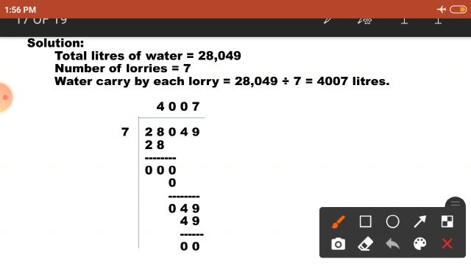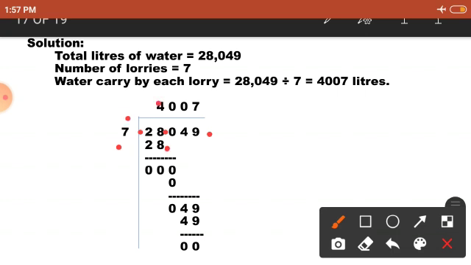Here also they are mentioning which keyword? Each. So this each denotes which one? It will come under division. So 28,049 will be divided by 7. So let's divide this. Now you have to write the dividend, that is 28,049, and after that the divisor, that is 7. Take the first number; you can't divide this number by 7. So take the second number together, now it will become 28. Now you can divide this number.